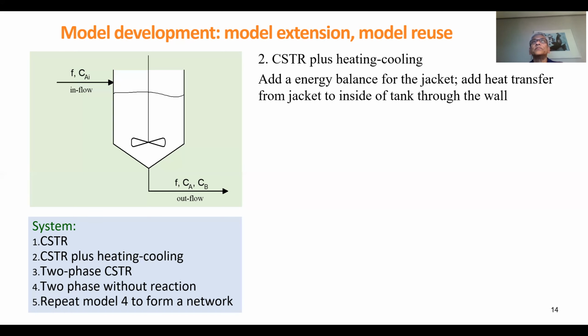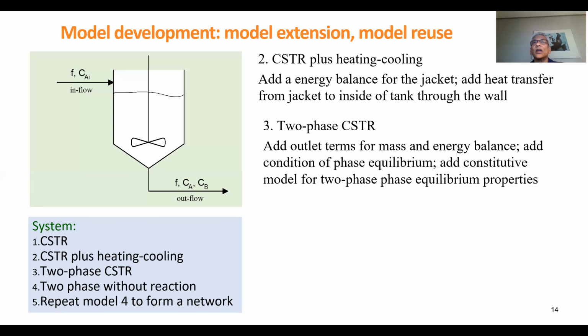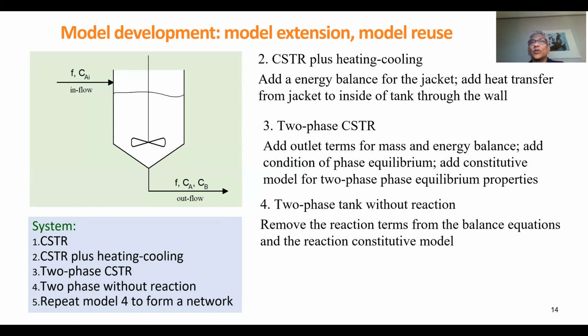So the first one, CSTR plus, all we need to do is add an energy balance for the jacket, add heat transfer from jacket to inside the tank through the wall. To create a two-phase, we need to add the energy balance, we need to add the equilibrium condition, add constitutive model for two-phase equilibrium properties. For two-phase tank without reaction, we need to remove the reaction and keep everything else.